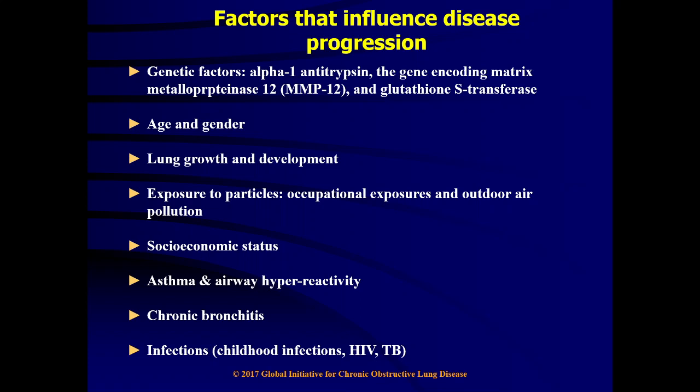Those who have asthma and airway hyper-responsiveness or hyper-reactivity are more prone to develop COPD than others, especially if they are smokers. Those who have chronic bronchitis, which means cough and sputum production for most of the days, for 3 months, for 2 consecutive years, are more likely to develop COPD later. Infections in childhood are also risk factors for developing COPD later in life.